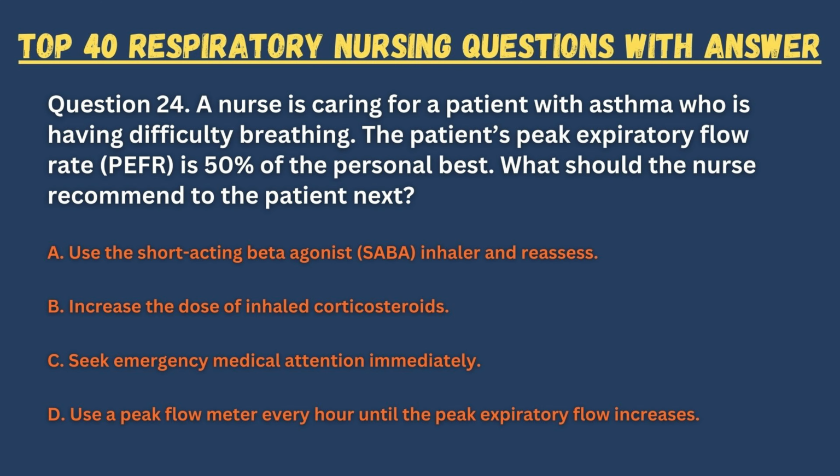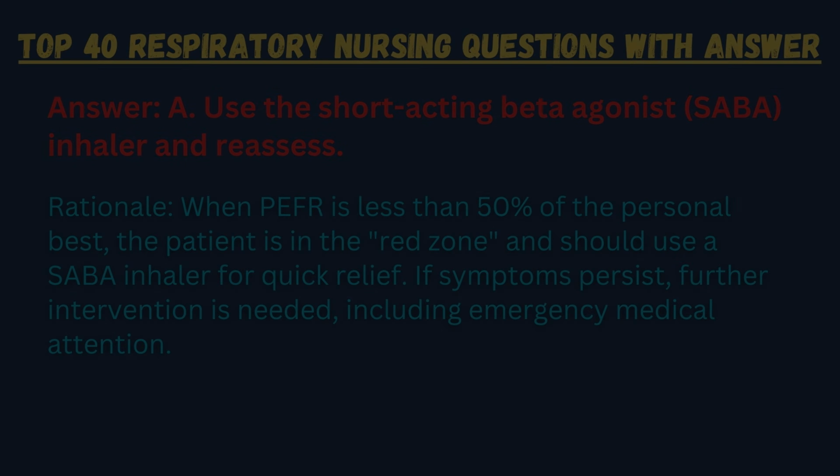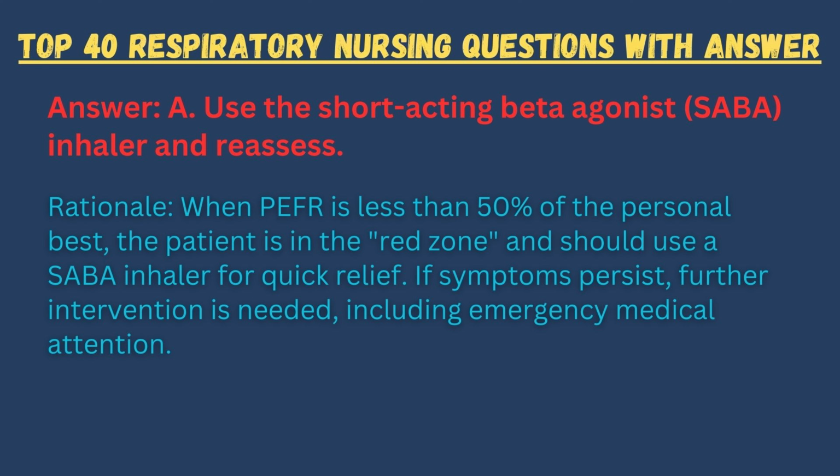Question 24. A nurse is caring for a patient with asthma who is having difficulty breathing. The patient's peak expiratory flow rate, PFR, is 50% of the personal best. What should the nurse recommend to the patient next? A. Use the short-acting beta agonist SABA inhaler and reassess. B. Increase the dose of inhaled corticosteroids. C. Seek emergency medical attention immediately. D. Use a peak flow meter every hour until the peak expiratory flow increases. Answer: A. Use the short-acting beta agonist SABA inhaler and reassess.